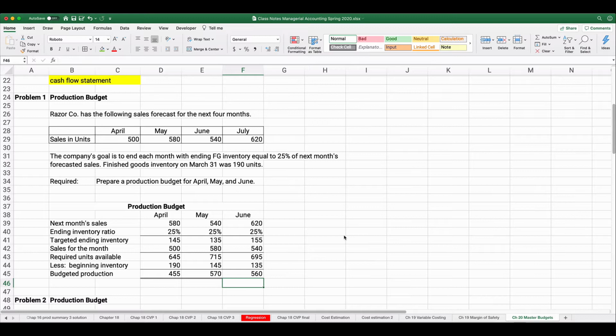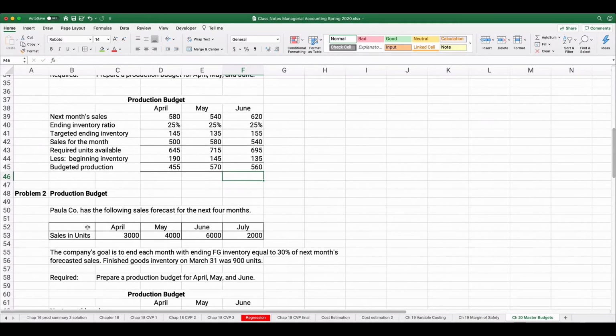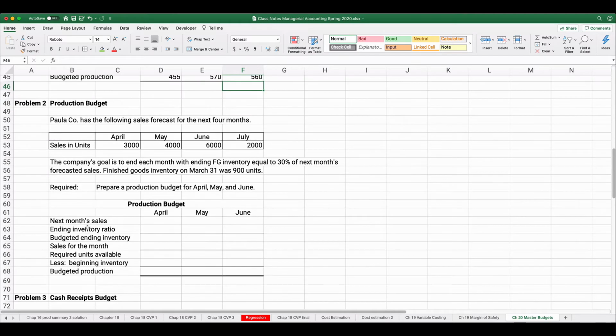So that's how you do a production budget. Now let's do another one just to make sure you understand what's going on. This format is very helpful for us. We have a similar problem. Let's say our production budget has April, May, June, and July: 3,000, 4,000, 6,000, and 2,000.